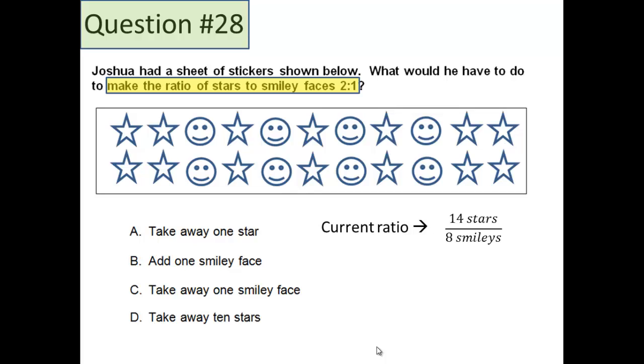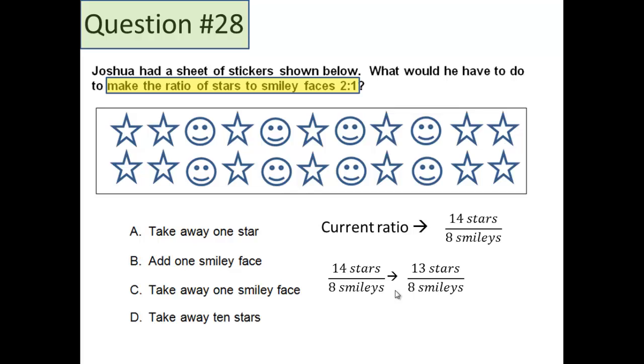But now we have to do A, B, C, and D and see which one's going to give us the ratio of stars to smileys of 2 to 1. So let's start with our current ratio. There it is. Now, if we take away 1 star, which is what letter A says to do, if you take 1 away from 14, what's it going to become? Call it out. 13, right. And do the smileys change? Nope, they stay the same. 13 stars to 8 smileys if you do what happened in letter A.